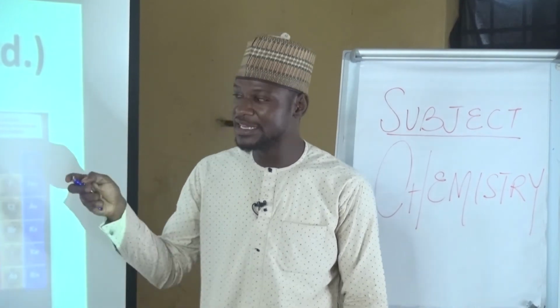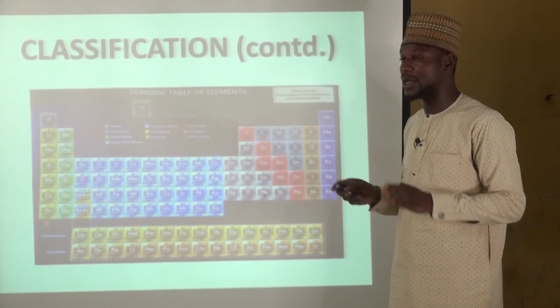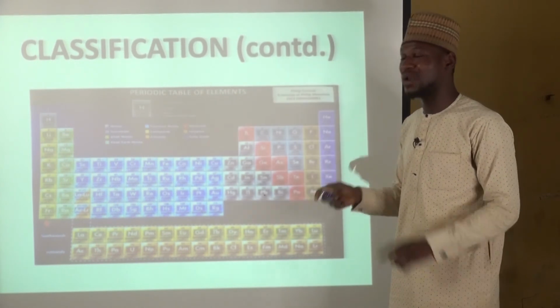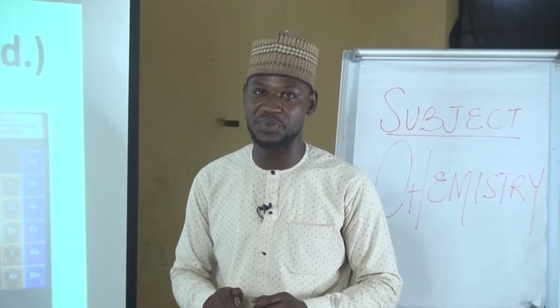Very important are the names of these groups. They are called family because they resemble one another. Those in group 1 are called alkali metals because they are the most reactive metals in the periodic table.